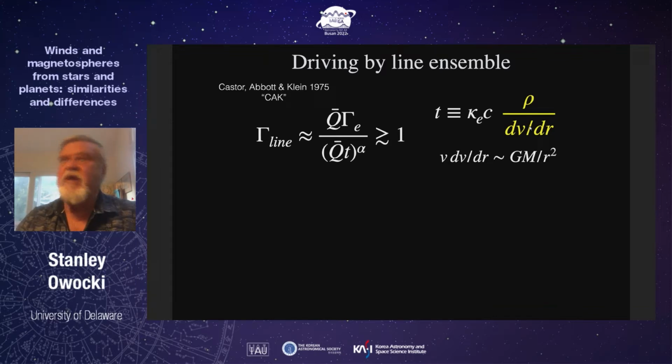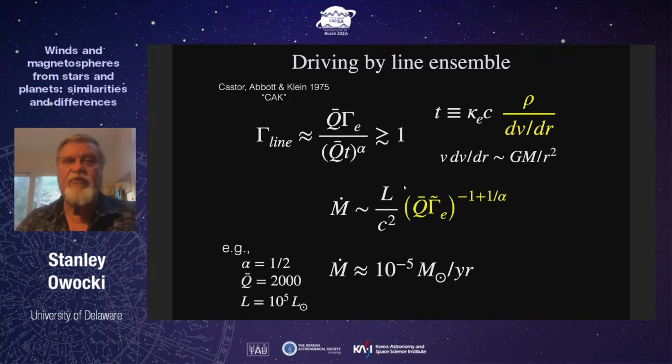And of course, the net result of having this line force being greater than gravity is that you get an outflow, which is comparable to gravity. And knowing that, you can go back and solve for the density, or the mass loss rate, which depends on density, and you get an analytic scaling formula for what the mass loss will be like. And it basically scales like the luminosity of the star divided by the speed of light squared, which is just like the mass that's associated with the photons.